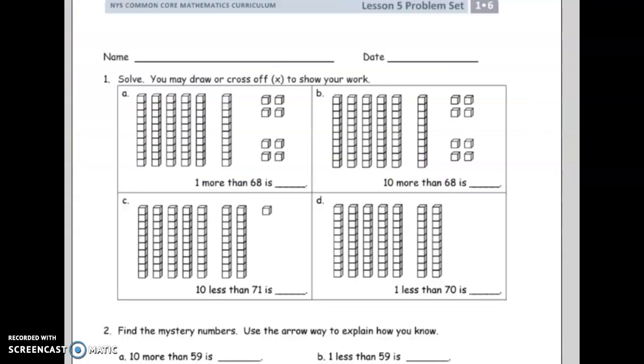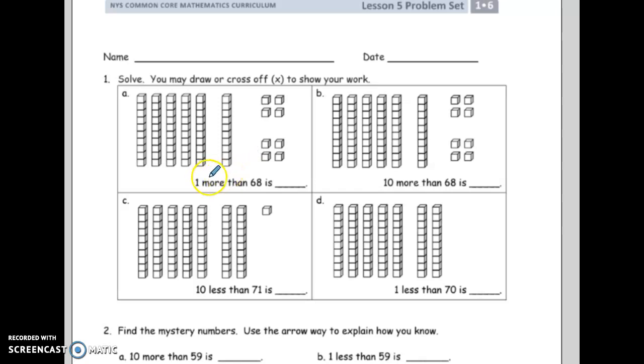All right, guys. So if you were at school today, you guys would be working on this, but we're not. So you guys are going to be doing a different math assignment, but because I have you here, we're going to go ahead and do A through D together. So they've got a drawing, and it says to either add 1, add 10, take away 10, or take away 1. So that's what we're going to do.